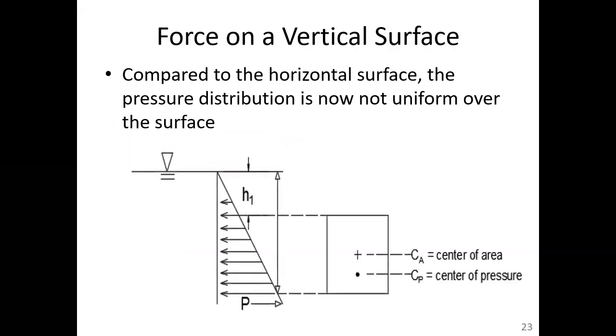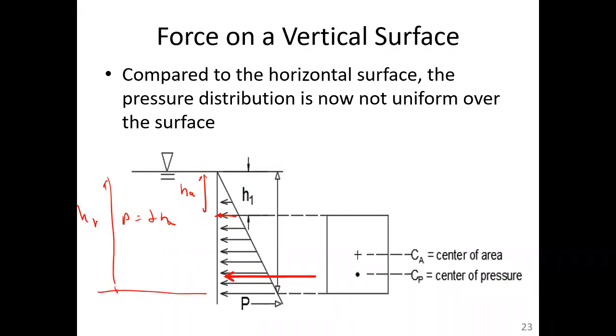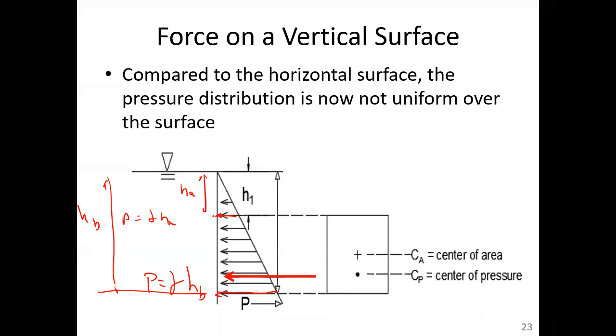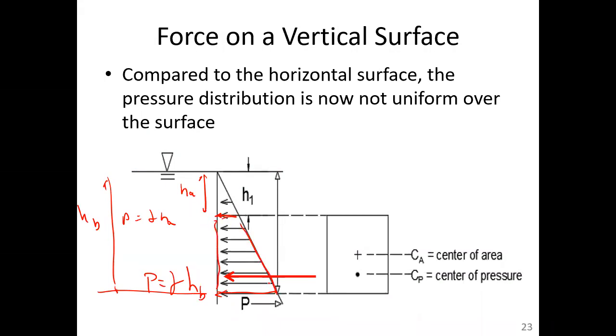On a vertical surface, what you see is at the top of this figure, we have a pressure here. So if this is h_A, then the pressure here is gamma h_A. And if this is h_B, then the pressure down here is gamma h_B. So you can see we have this now non-uniform pressure distribution. It's a trapezoidal pressure distribution.